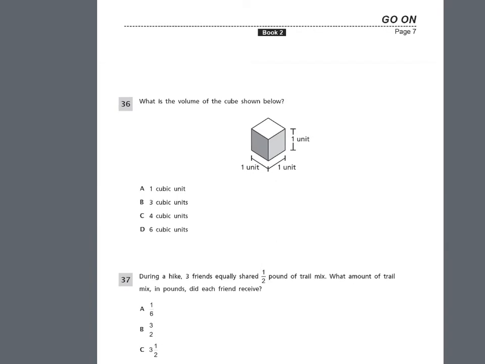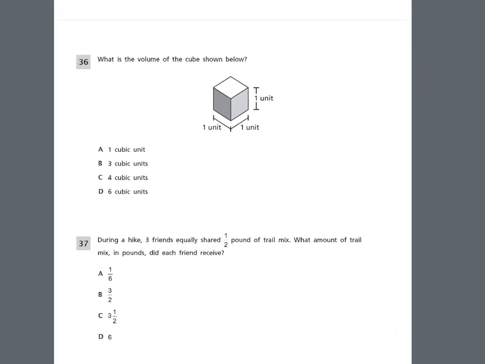Alright. 36. What is the volume of the cube shown below? So it's 1 times 1 times 1. So it'll be 1, A.